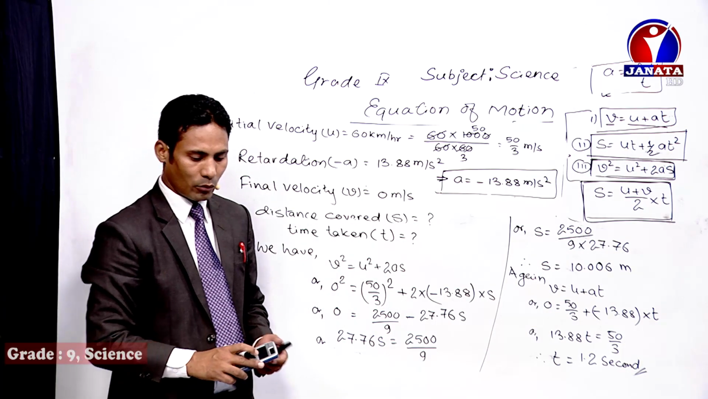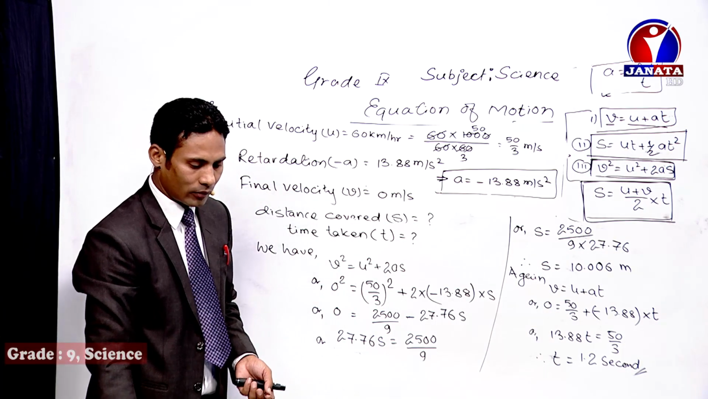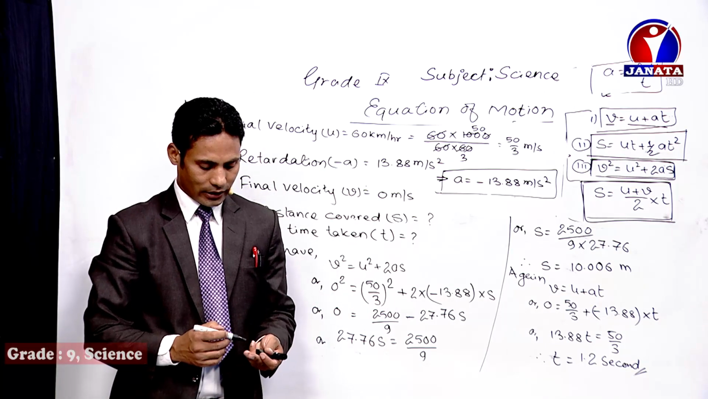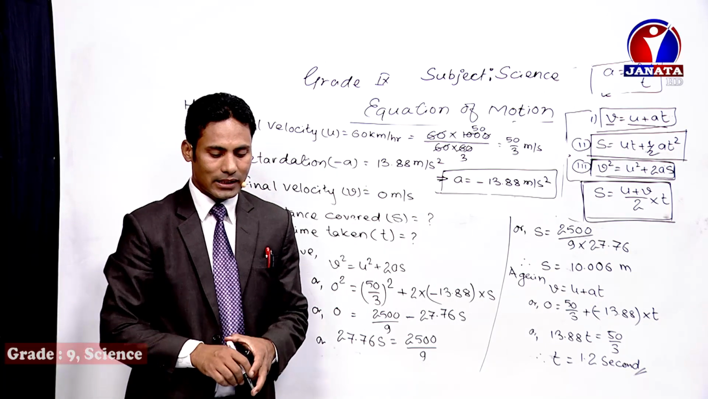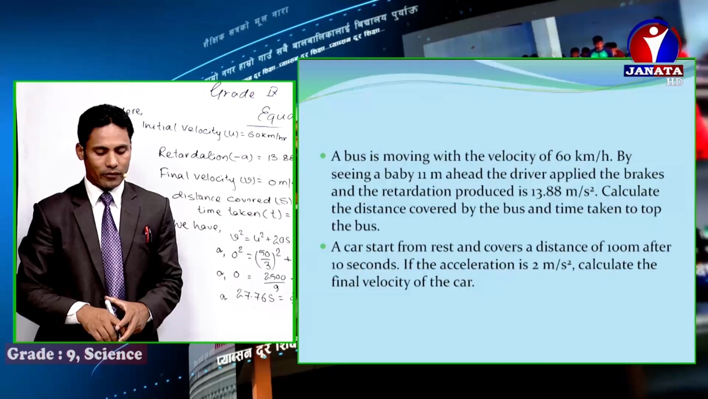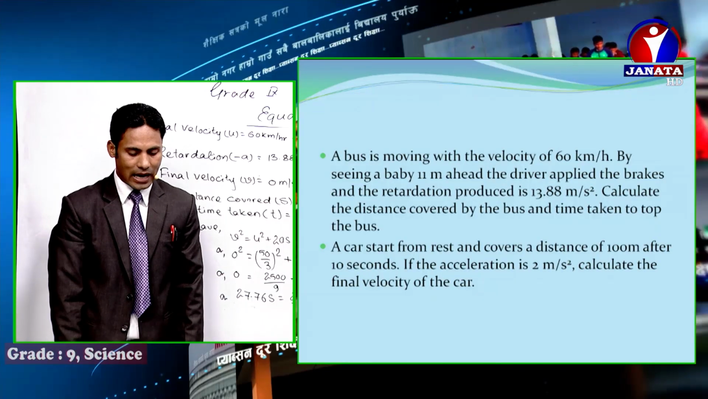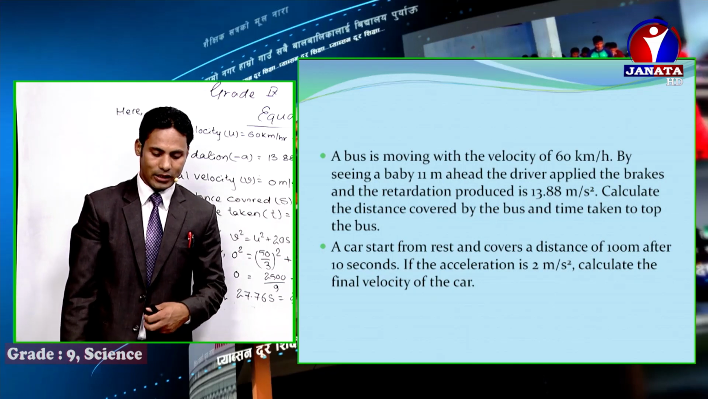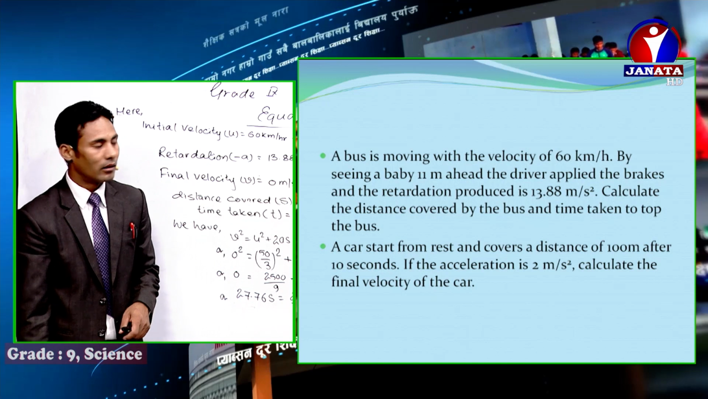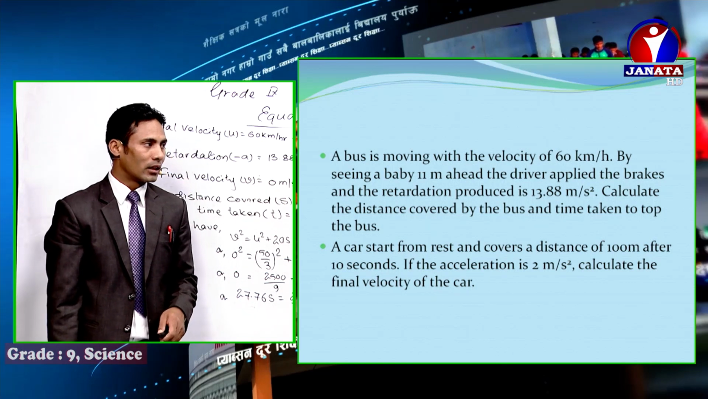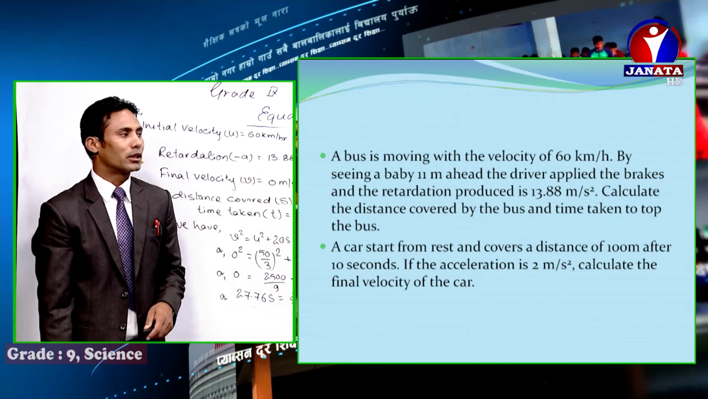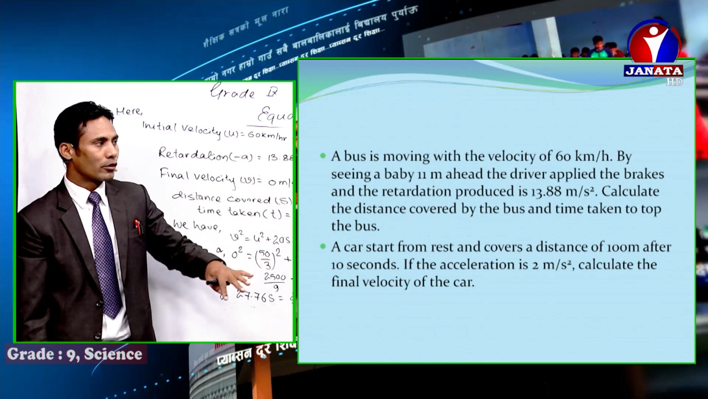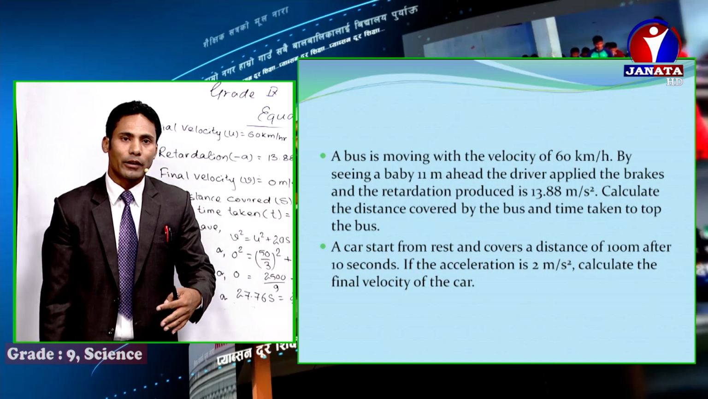So next, one more numerical is there. Let's solve this also. The question is like this. You can see the question on the screen also. A car starts from rest and covers a distance of 100 meter after 10 seconds. And if the acceleration is 2 meter per second square, then calculate the final velocity. So this numerical problem, you can try yourself. We have tried already 3 questions. So in the same pattern, you can solve this.